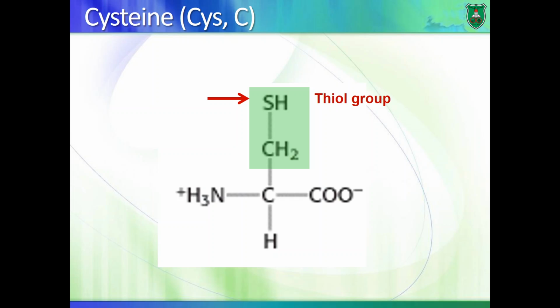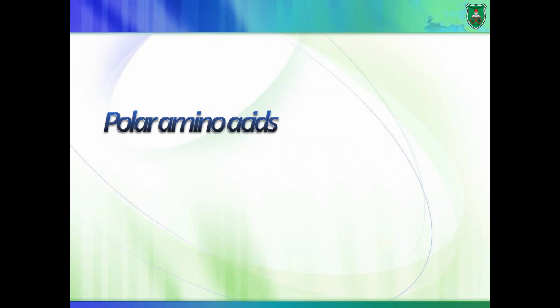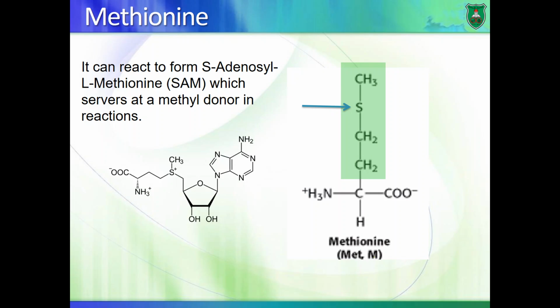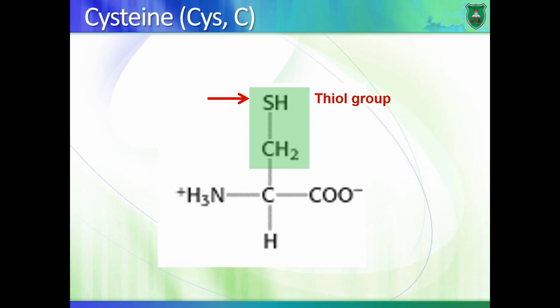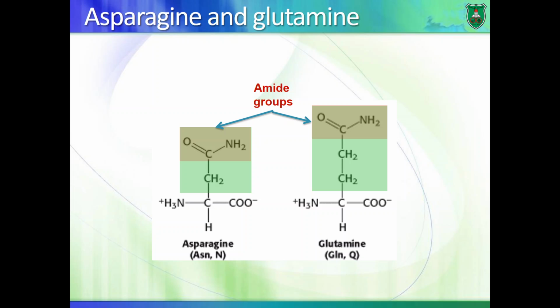Maybe I forgot to mention actually that the group in methionine is a thioether group. So it looks like an ether group, but instead of an oxygen, you have a sulfur. So I'm sorry. So let's get back. Now the other polar amino acids include asparagine and glutamine. Abbreviations are ASN, and glutamine is GLN. Both have amide groups as their R groups.